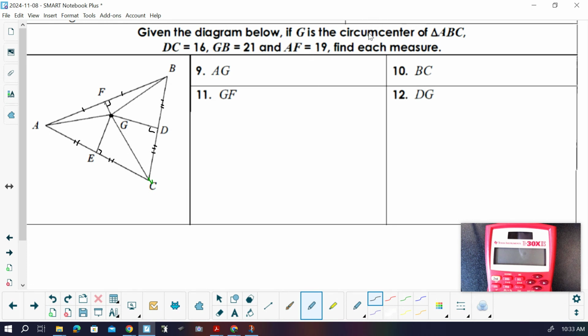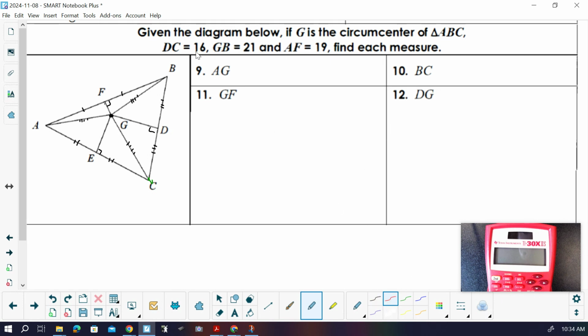We also know that a circumcenter is equidistant from each of the vertices. That's the corners of the triangle, right? So that means that from the circumcenter to the corner of the triangle, these are all the same as well. 1, 2, 3, 4. 1, 2, 3, 4. 1, 2, 3, 4. Okay, so those are all the same.